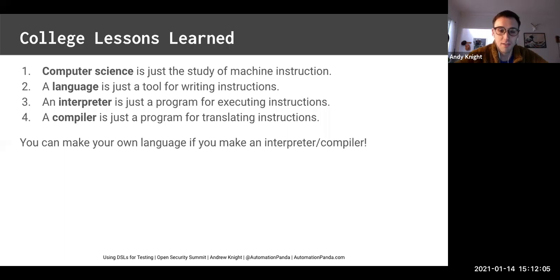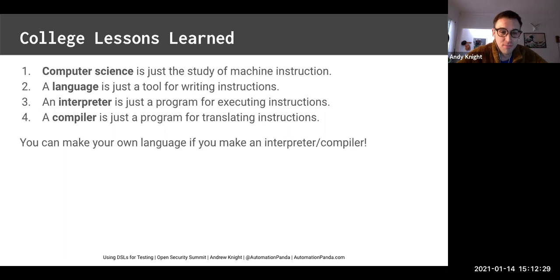Some of the key takeaways I got were that if you want to be very, very basic, computer science is just the study of machine instruction. We're telling a machine what to do. That's what computer science is. And a language, being part of that, is just a tool for writing those instructions. That's why we can have multiple languages, because languages are essentially tools.